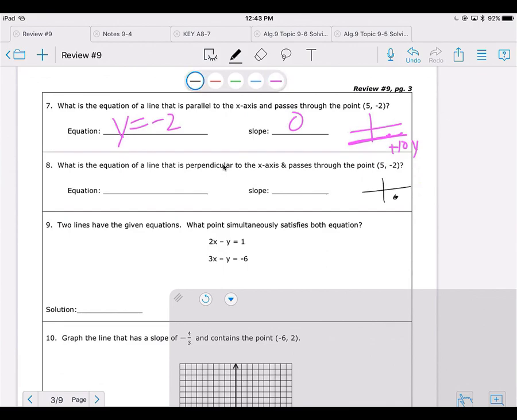The second one has the same point, but this time they want it perpendicular to x, meaning it's cutting through x, making it a vertical line. My slope is going to be undefined. My equation is x equals my x point.